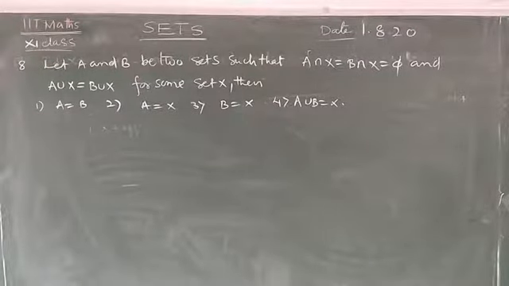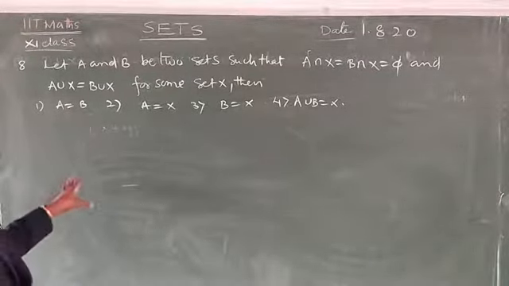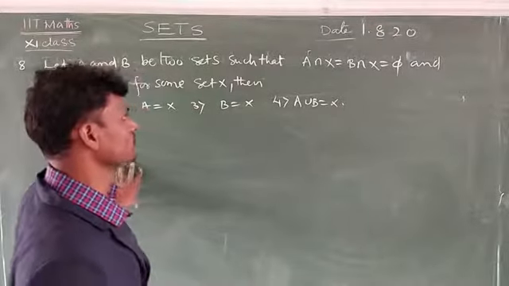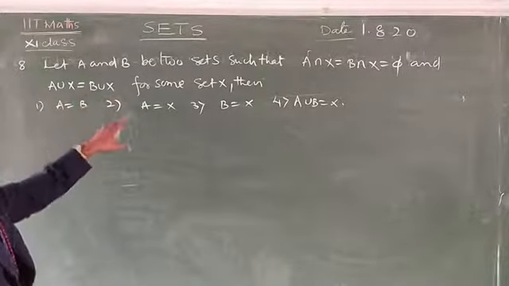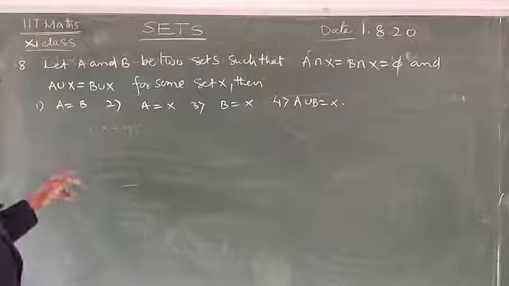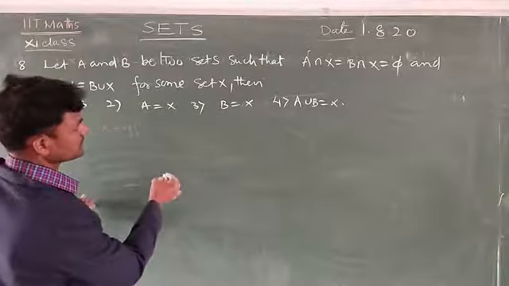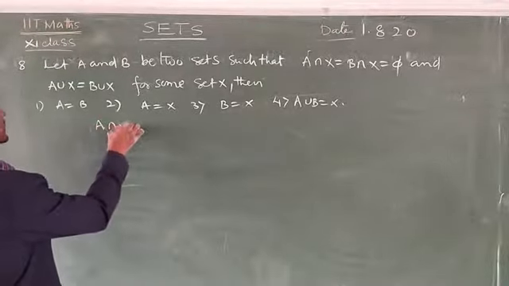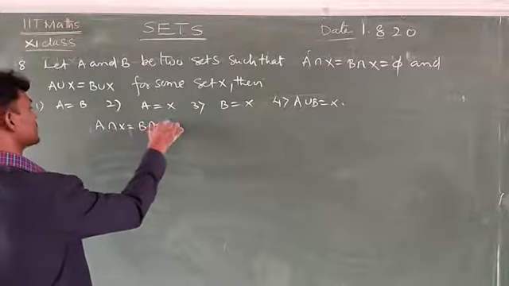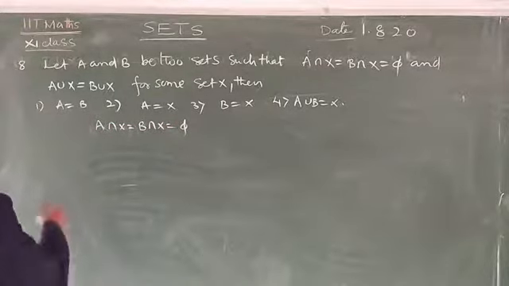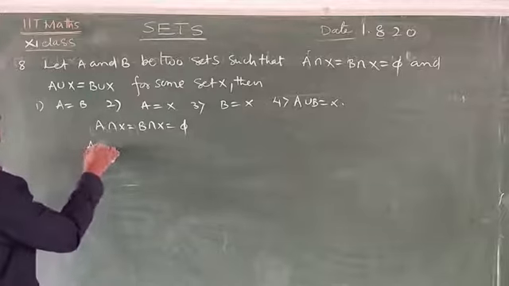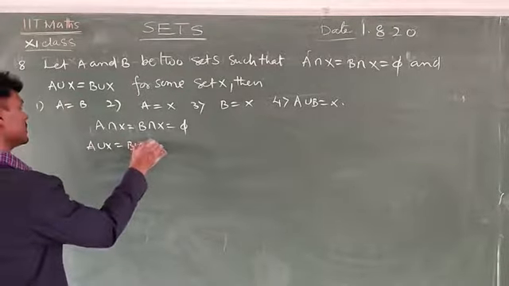Okay, next problem. Let A and B be two sets such that A intersection X is equal to B intersection X is equal to φ, and A union X is equal to B union X for some set X. Then here are 4 options as given. First we have to see here A intersection X is equal to B intersection X is equal to φ as given. Now, given statement: A union X is equal to B union X.